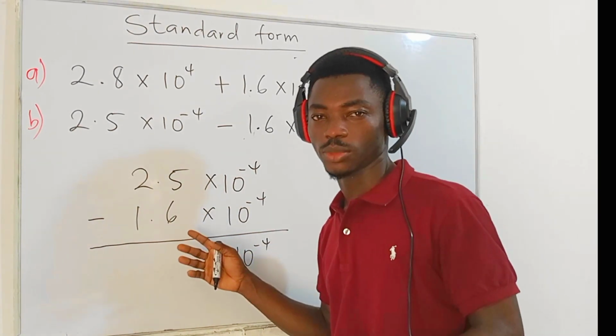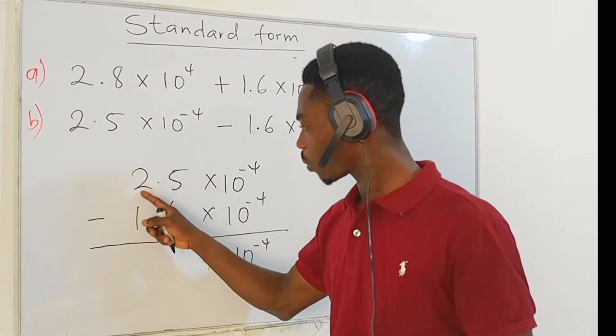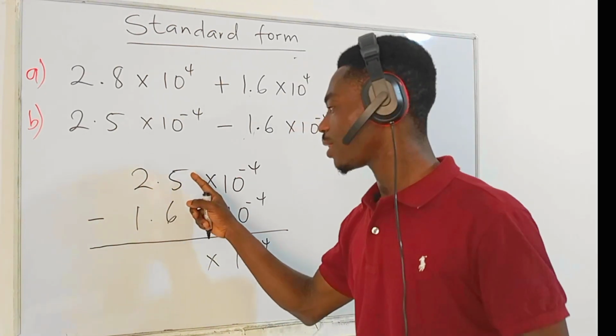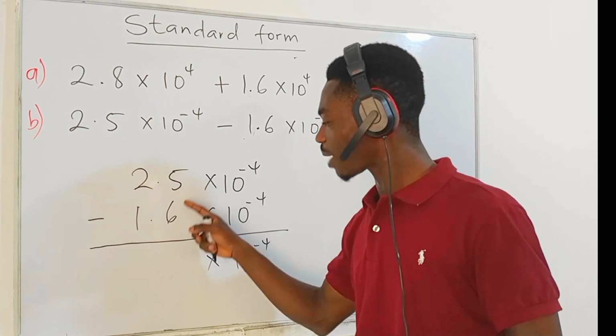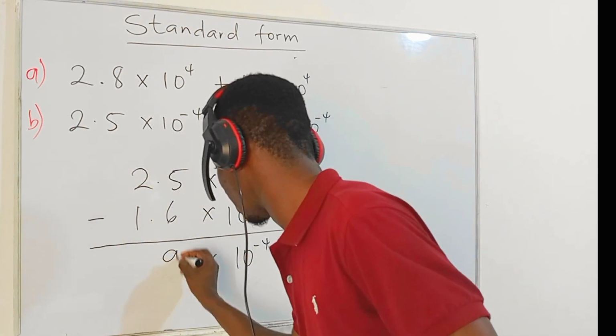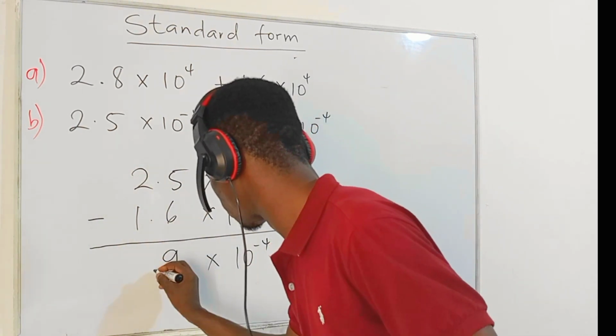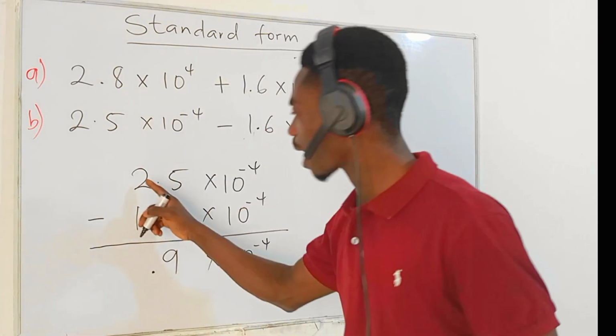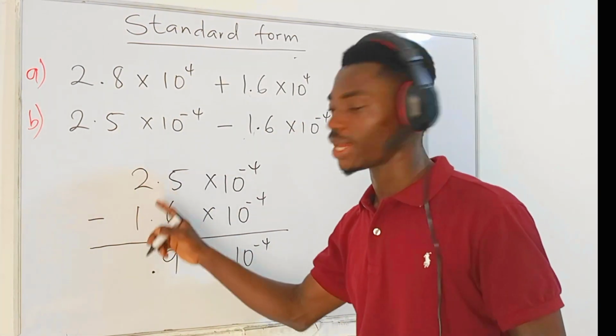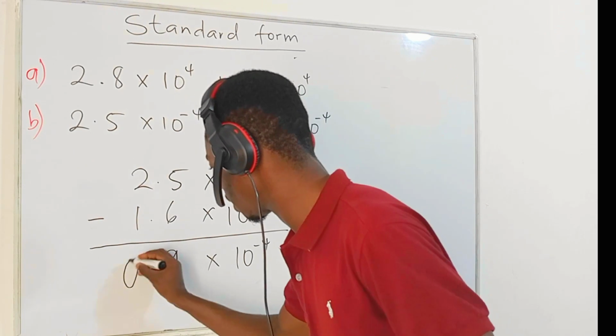That seems impossible, so we need to borrow. You go and borrow 1 from here, and this time you have this one to be 15. 15 minus 6 is 9. So I'll put a decimal point right here. Then this time we are left with 1 over here. 1 minus 1 is 0.